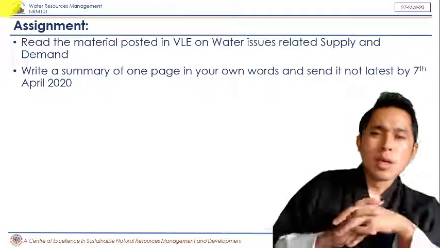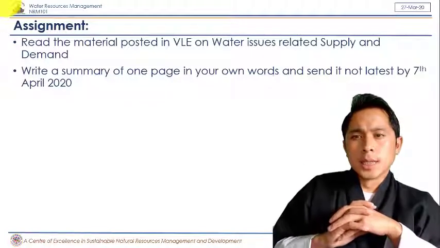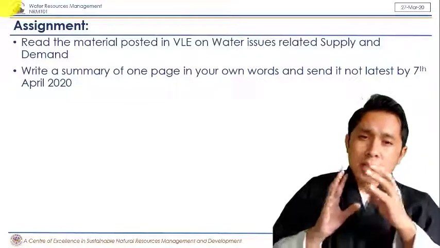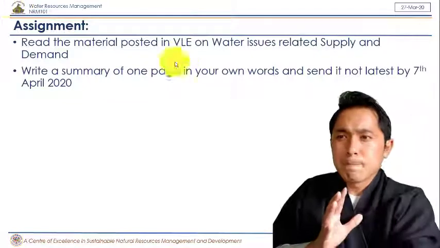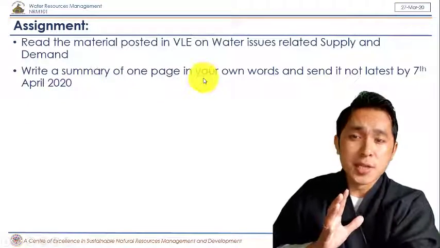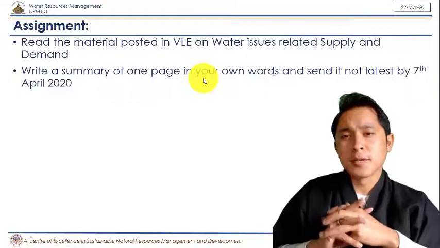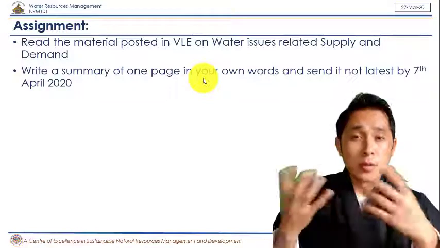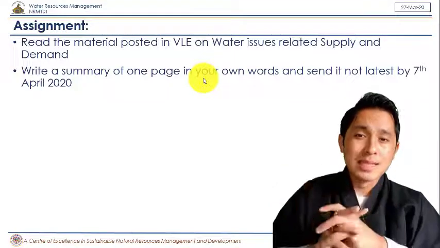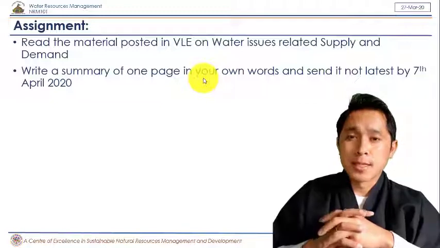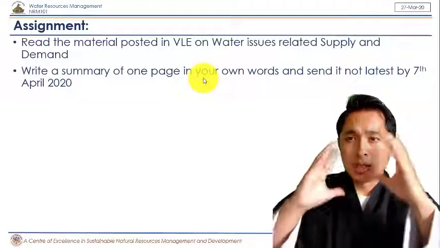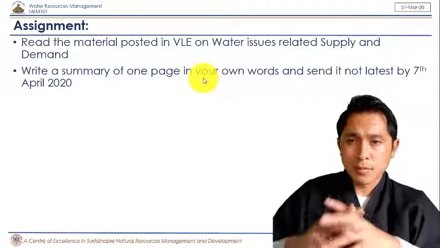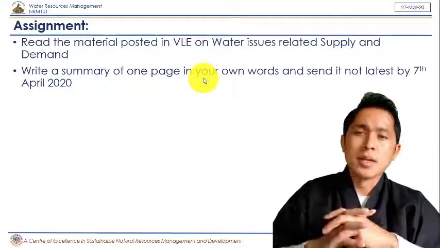To know more, I have uploaded an assignment on water issues related to supply and demand. Please read that material and write a summary of 1 page, and please submit it by 7 at the latest. This is not something that will be marked or credited, but it is going to be audited, meaning no marks, but still you need to write it, and I need to look at whether you have understood the issues related to water supply and demand in Russia. So whatever you understand from this reading, please summarize in 1 page and let me know.